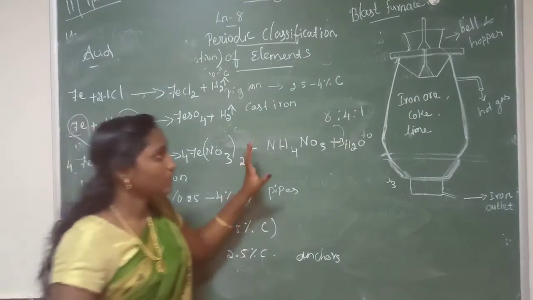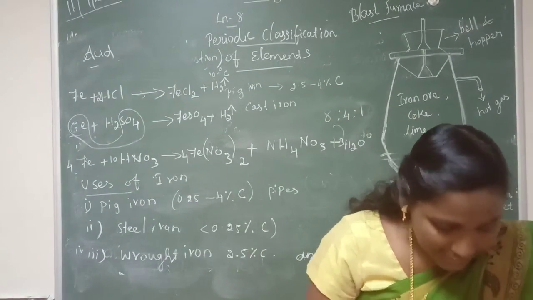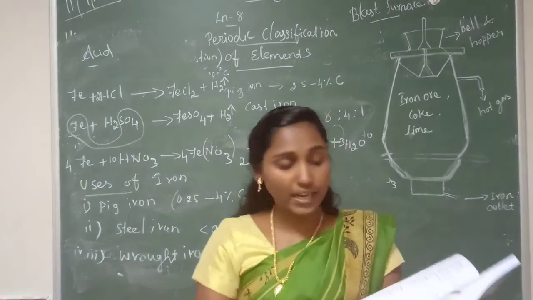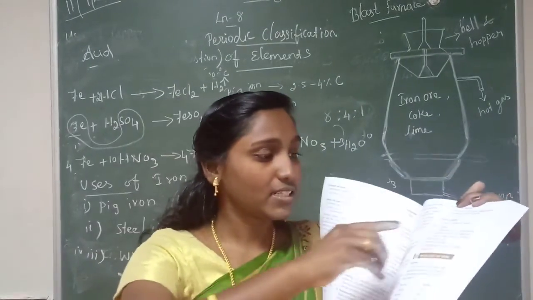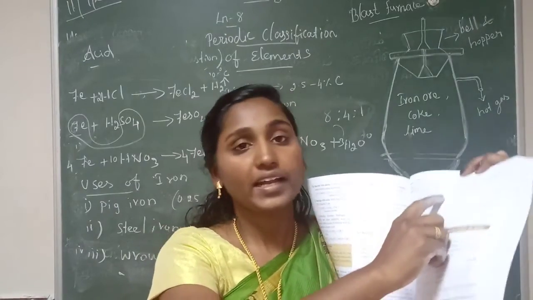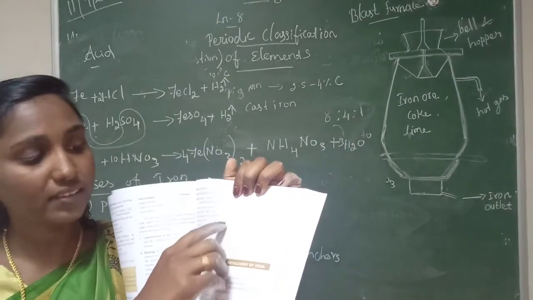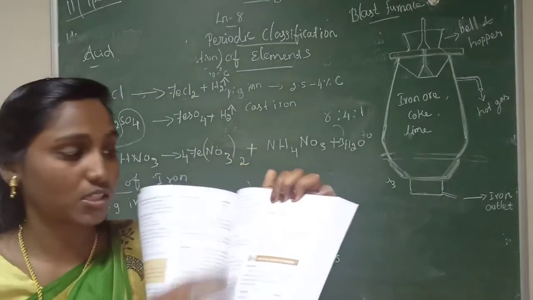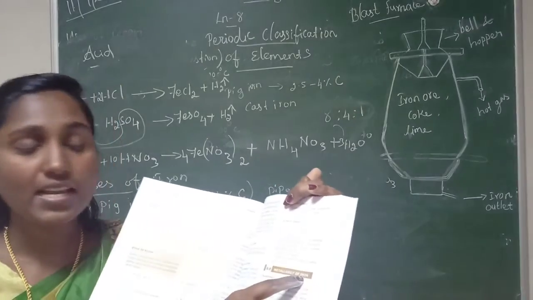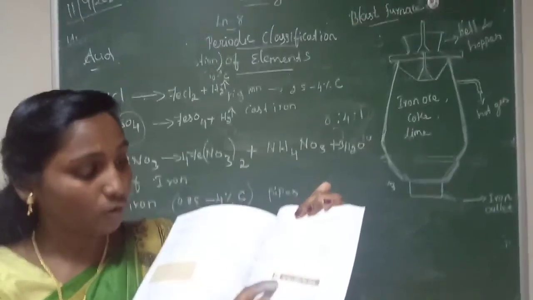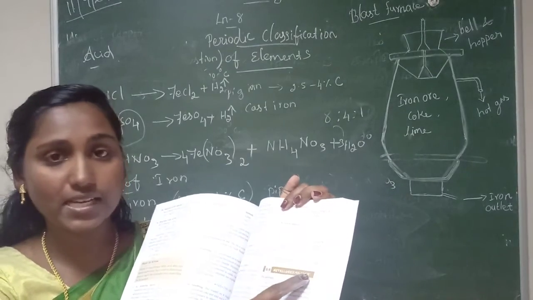Okay. So all of you take your book. Take page number 117. So here you mark it. Uses of copper. Write the uses of copper. That 4 points. Mark it. Then metallurgy of iron, near that write down. Explain the metallurgy of iron.